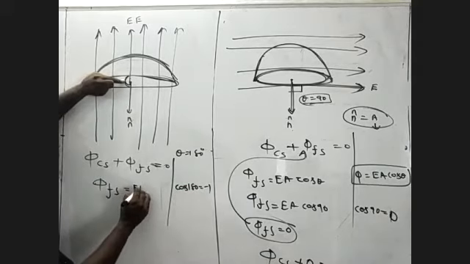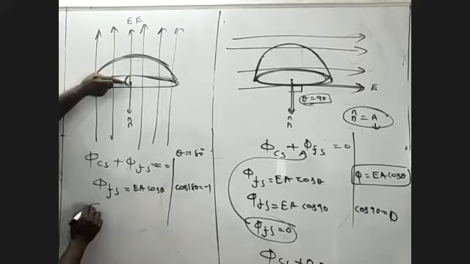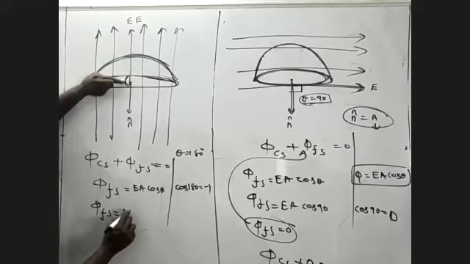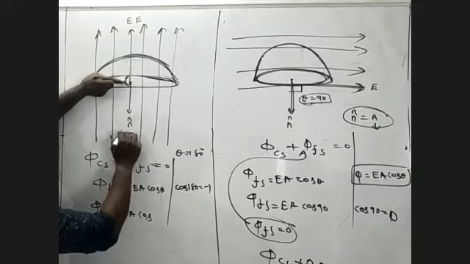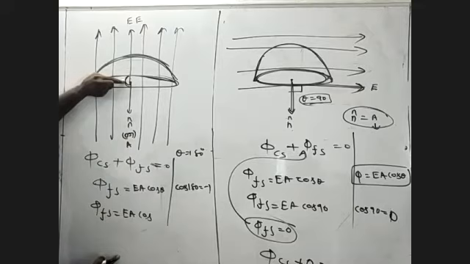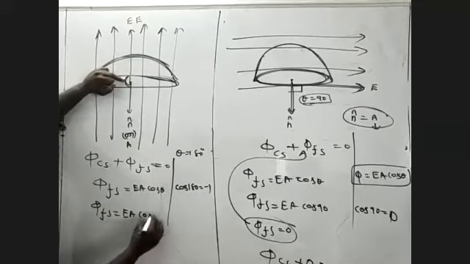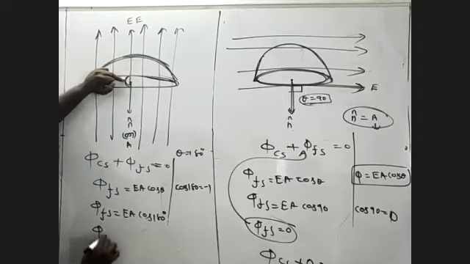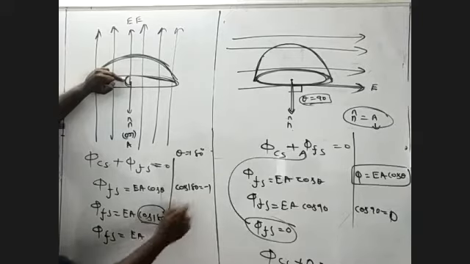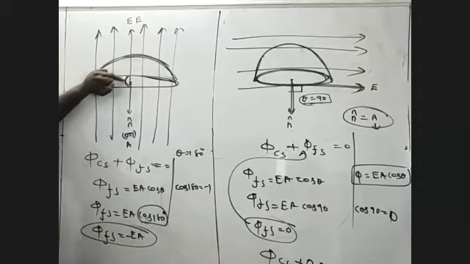So EA cos theta. Flat surface flux is equal to EA cos theta. What is the angle between E bar and A bar? The angle is 180 degrees, cos 180, which means minus 1.